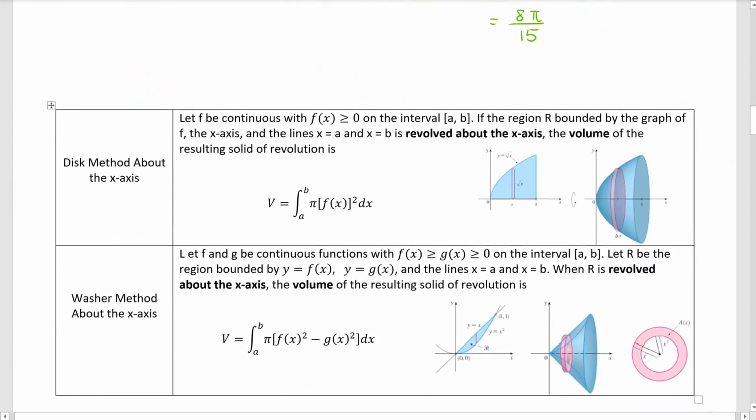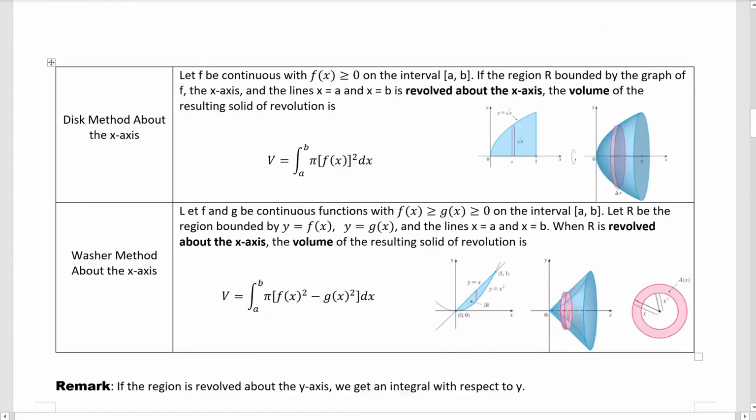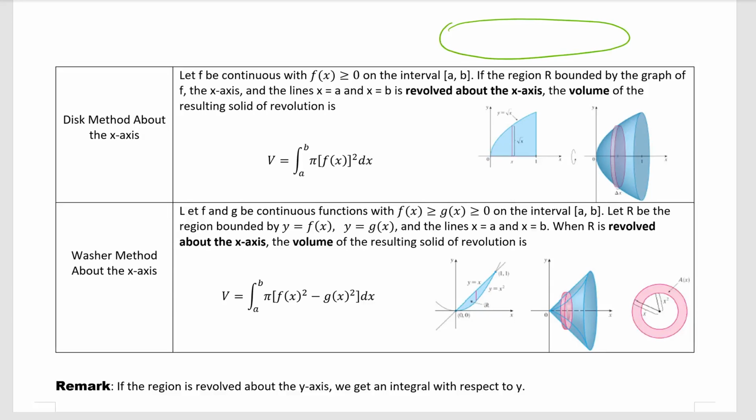Okay, time for the disc method and washer method. Suppose you have a cucumber. Have you ever cut a cucumber or potato? Then what do you get after you get a slice? Well, the slice actually gives you a circle, roughly speaking, right?